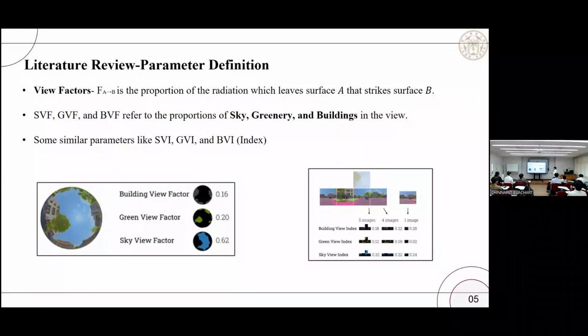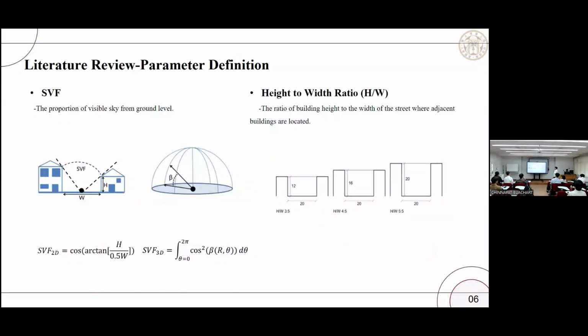There are also some similar parameters like view index in other research. Here you can see some calculation methods of sky view factor with 2D and 3D functions. And as a very important factor that will influence sky view factor very directly, height to width ratio is also one of the factors that we care about.